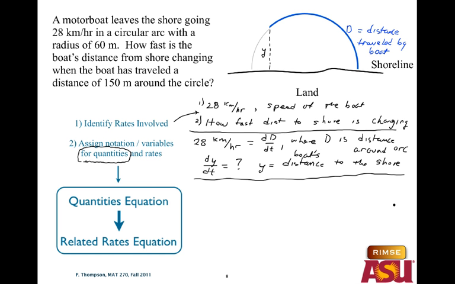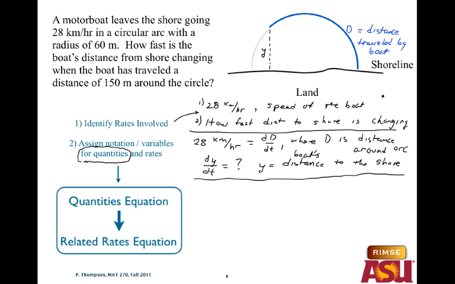So, identify the rates. 28 kilometers per hour is the rate. What rate is that? It's the rate of change of the distance traveled by the boat around the arc. I called that distance traveled capital D. So the quantity is capital D, the distance traveled by the boat, and dD/dt is that 28 kilometers per hour. Make sense? So the rate of change is the speed of the boat, and the associated quantity is the distance the boat has traveled around the arc. I'm calling that capital D.